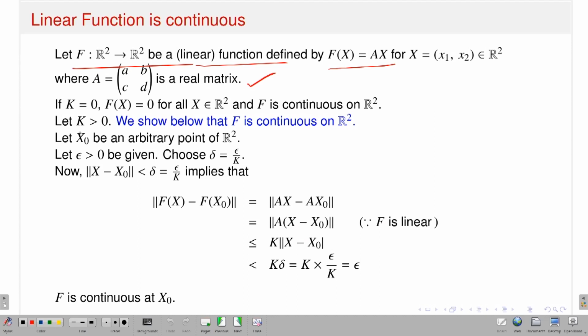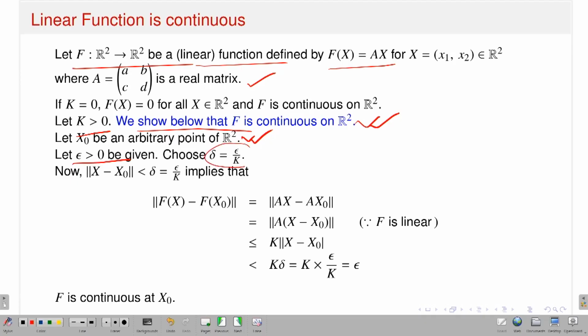So, I assume that k is strictly positive. Now, we show below that, so below this is the justification, I want to show that capital F is a continuous function. Okay. So, let me take any arbitrary point x naught in R2. I want to show that capital F is continuous at the point x naught. So, I will just use the epsilon delta definition.